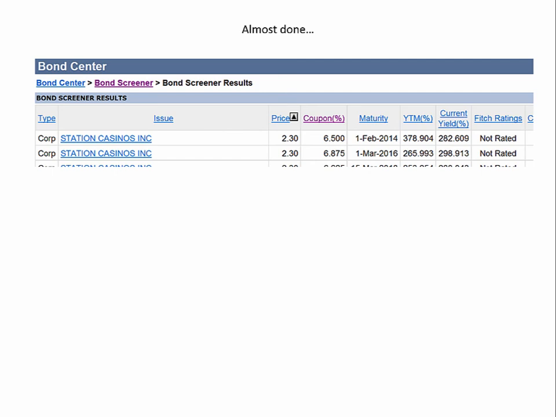Look at the yield to maturity. This bond is going to mature in about 1 year. If you hold this bond until maturity, you will earn a whopping 378.9% annually. What could be better? Now, what's the problem with this? Well, the problem with this is you probably won't get paid. The only reason for a bond to sell at such a steep discount with such a high yield is because that's compensation for the risk that you're bearing of not getting paid.